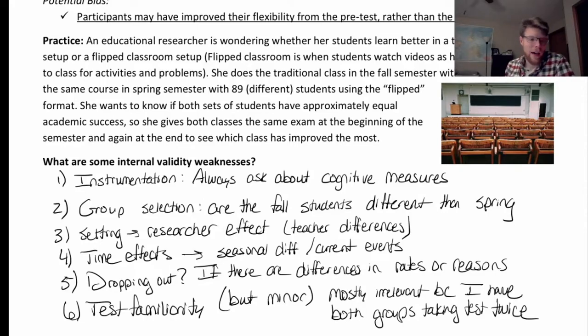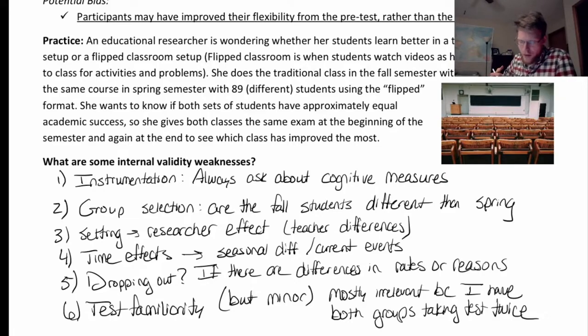I would say that if we have these pre-tests, if we have these tests at the beginning of the semester, I want to know if students are scoring about the same on average in both semesters. Because if they are, that might suggest that I really don't have a big group selection threat. So as long as I'm getting equivalent pre-measure scores from both groups, then I can eliminate group selection as a real problem.